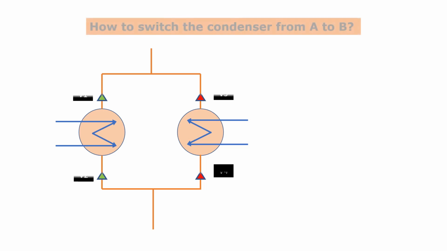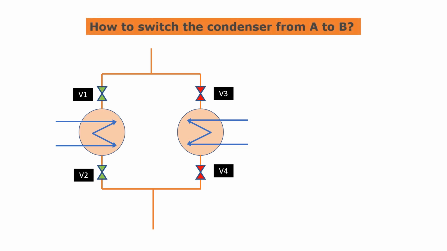Hello, and welcome to our step-by-step guide to switching from Condenser A to Condenser B. If Condenser A has a leakage, you'll need to switch to Condenser B immediately to prevent any further damage or loss of the process fluid. Here are the steps to follow.